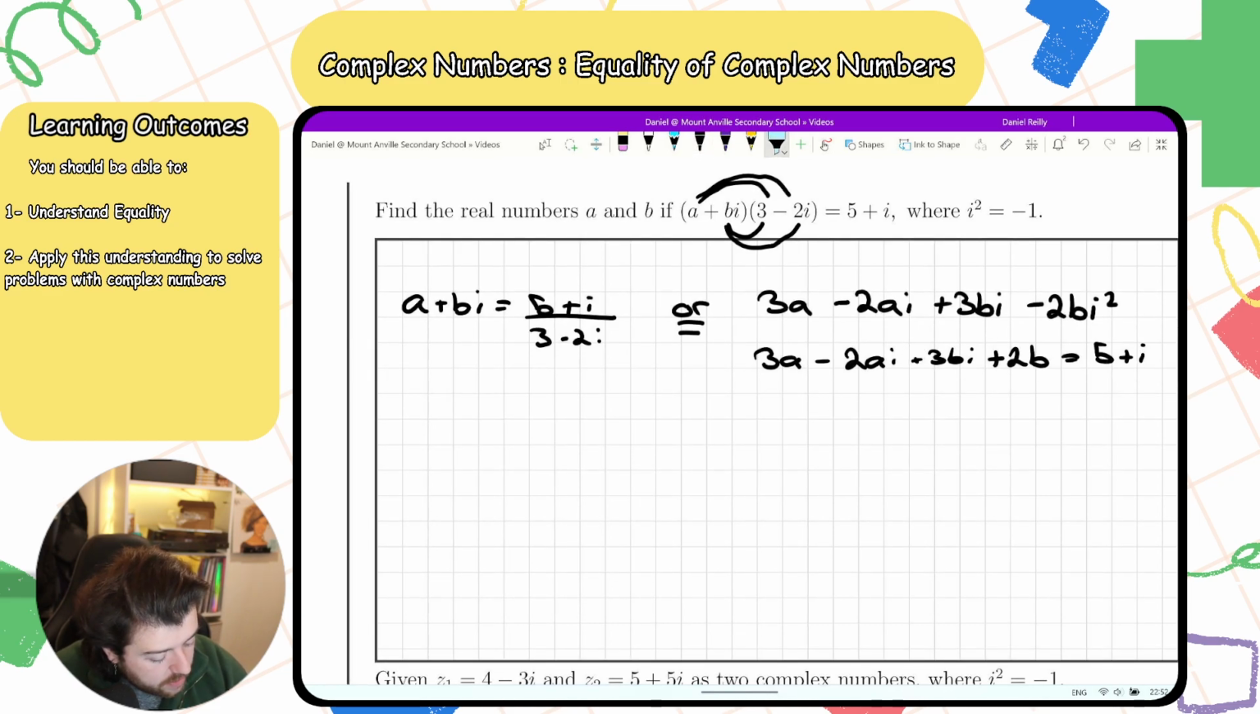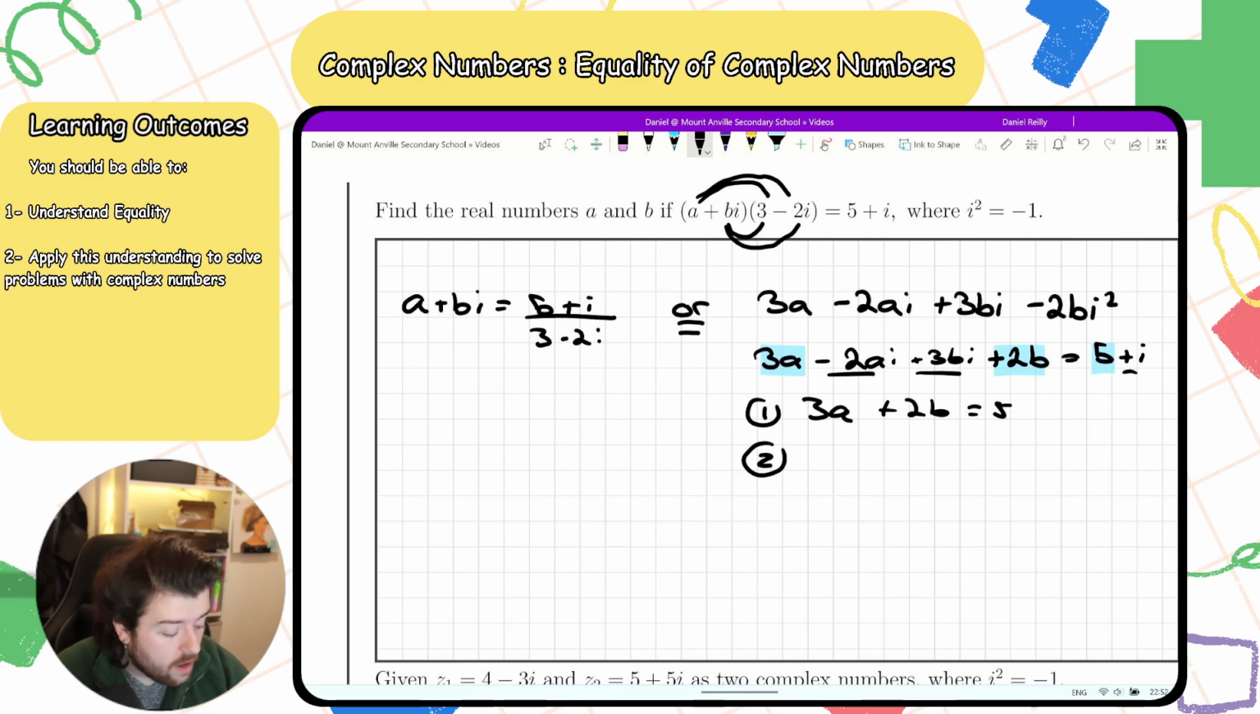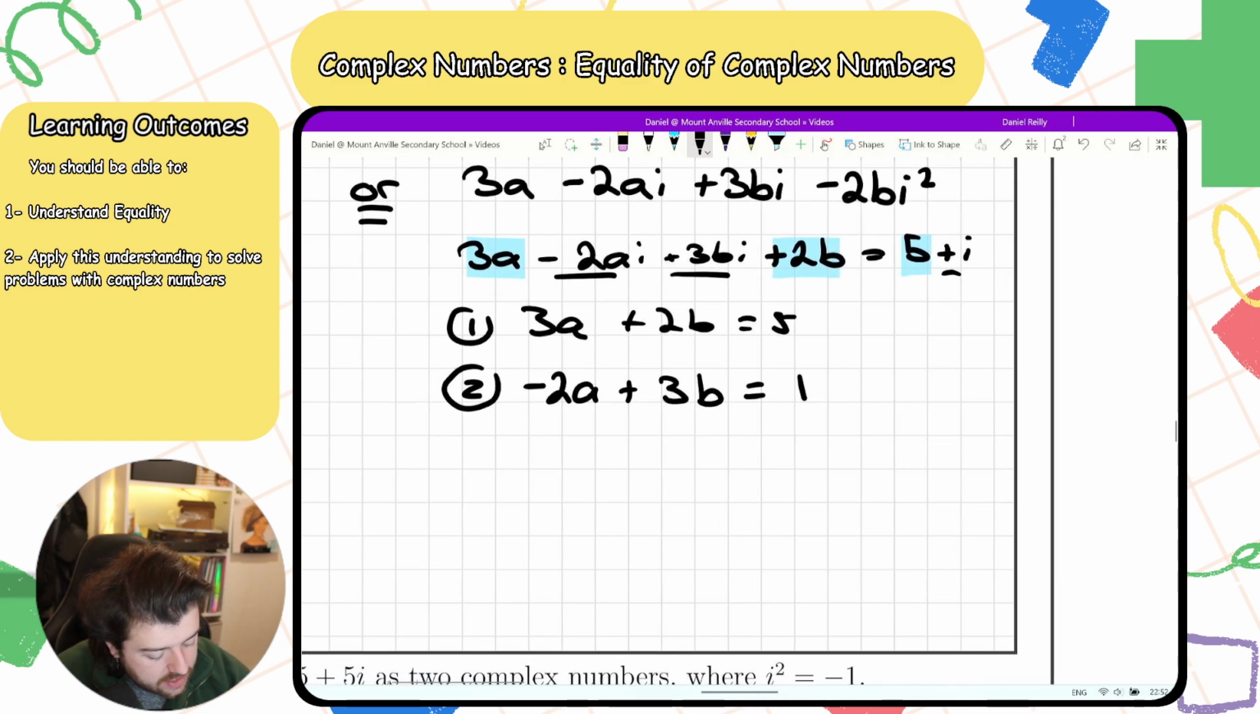So remember, real with real, imaginary with imaginary. 3a plus 2b is going to be equal to 5 because they have no i's on it. That's my first equation. My second equation is going to be minus 2a plus 3b is equal to 1 because the coefficient of this i here is 1. So minus 2a plus 3b is equal to 1. Now we solve these simultaneous equations.